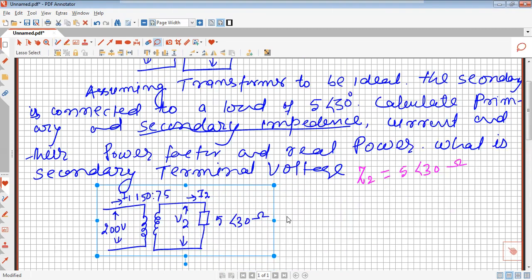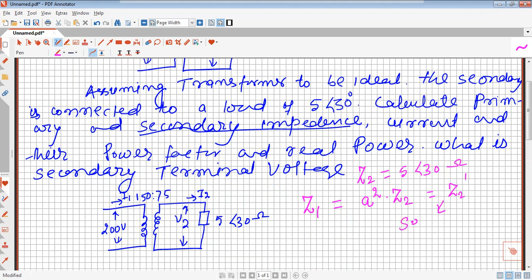So from here we can find the primary impedance, that is Z1. Z1 is equal to A square multiplied by Z2. This is also known as Z2 dash, meaning secondary impedance referred to primary side. This is called secondary impedance referred to primary.